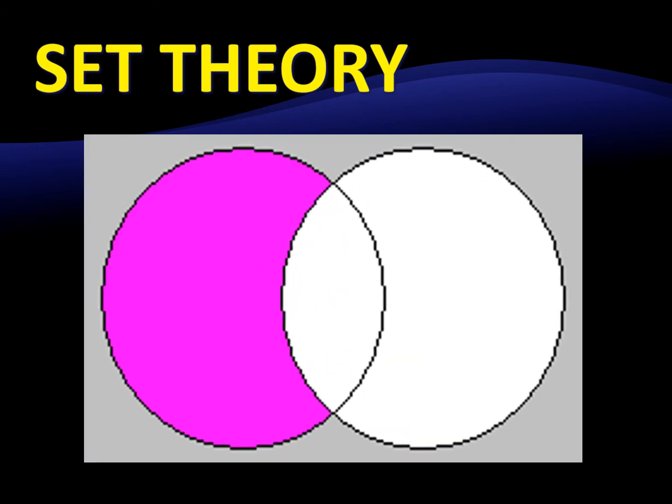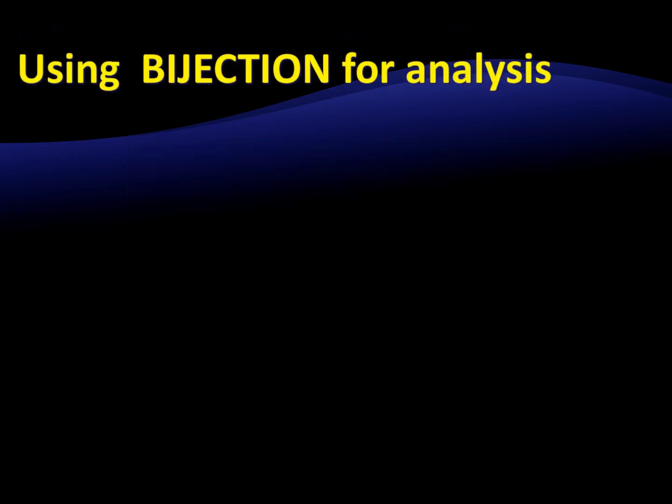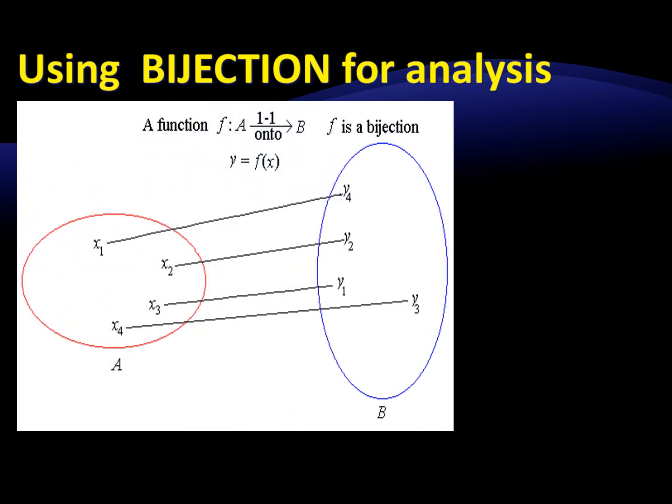So perhaps this is familiar. You have two circles intersecting one another. So let's look at the mathematical formulation. But as I said, don't mind the mathematics. So you have bijection, which is used for analysis. When you look at this, it seems to be very complicated. A function f from A to B that is one-to-one and onto is a bijection, where y equals a function of x. Don't mind that. Instead, you look at the symbol.